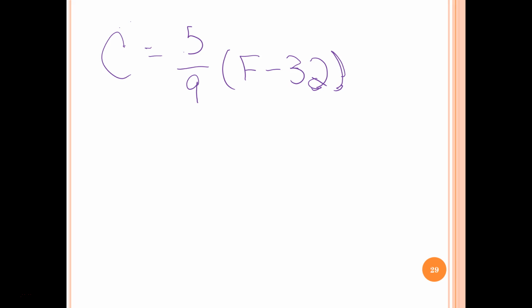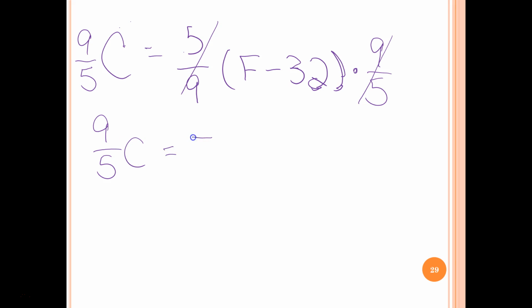But I want to show you an easier way. If we multiply both sides of this equation by 9/5, we can remove the fact that that 5/9 is being multiplied on that right-hand side of the equation. So notice what I did here to be sneaky, or at least efficient, is multiplied each side by the reciprocal of 5/9, leaving us with 9/5 C is equal to F minus 32.